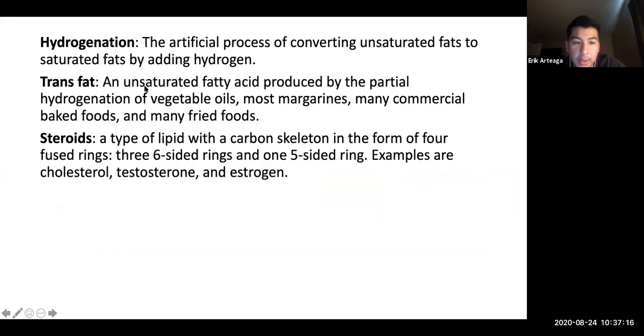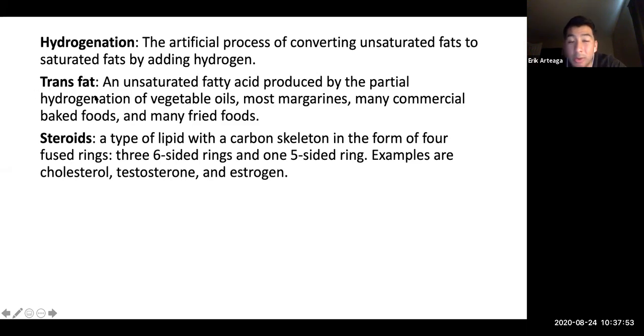So trans fats, an unsaturated fatty acid produced by the partial hydrogenation of vegetable oils, most margarines, many commercial baked foods, and many fried foods, right? So again, trans fats we know are bad. And trans fats are referring to how those hydrocarbons are added, okay? And again, trans fats provide an issue for humans during the breakdown process. This transformation, instead of a cis formation of fat, also changes the biochemistry of our body, right? We don't process this well.